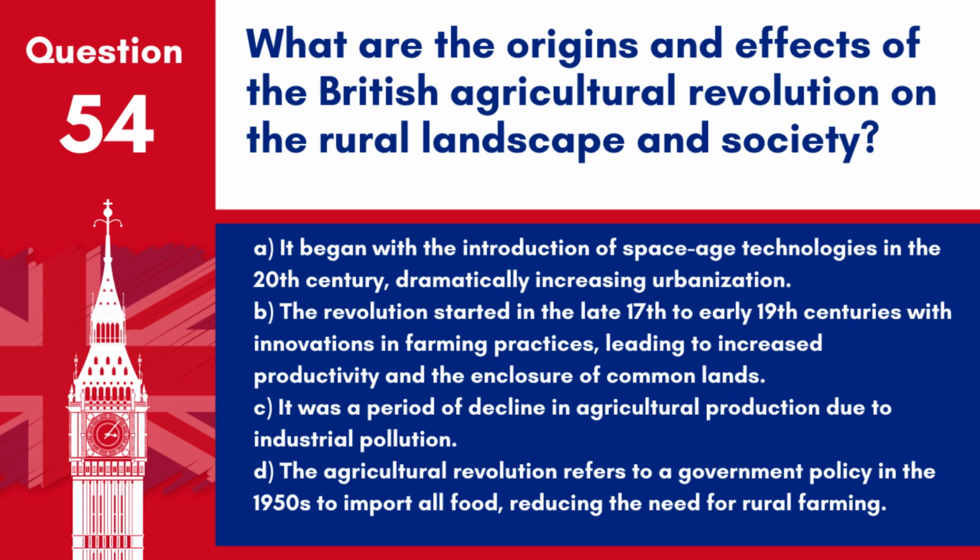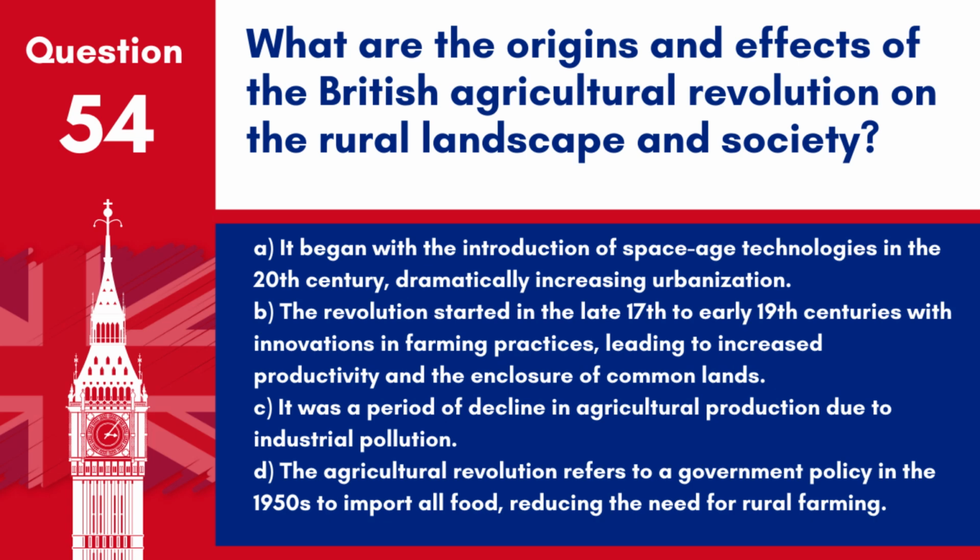A. It began with the introduction of space-age technologies in the 20th century, dramatically increasing urbanization. B. The revolution started in the late 17th to early 19th centuries with innovations in farming practices, leading to increased productivity and the enclosure of common lands. C. It was a period of decline in agricultural production due to industrial pollution. D. The agricultural revolution refers to a government policy in the 1950s to import all food, reducing the need for rural farming.